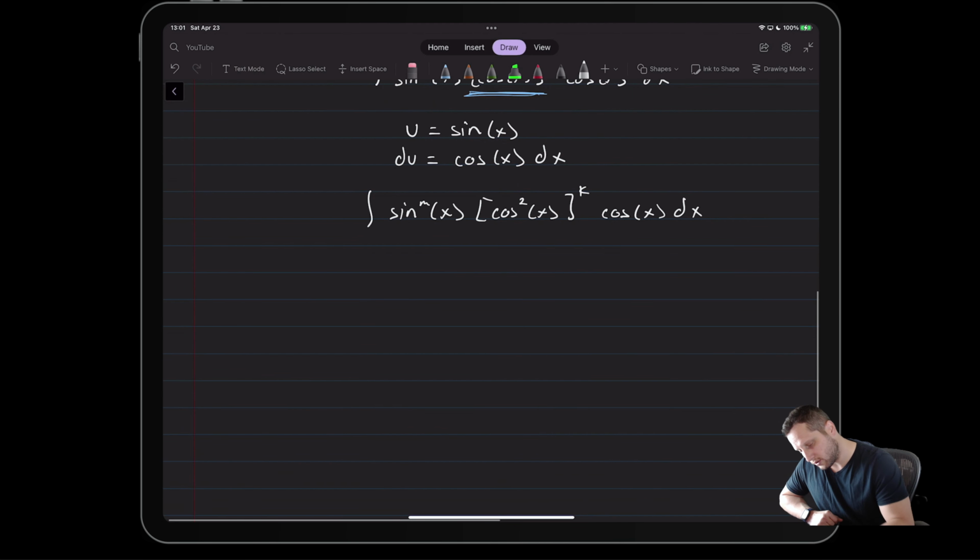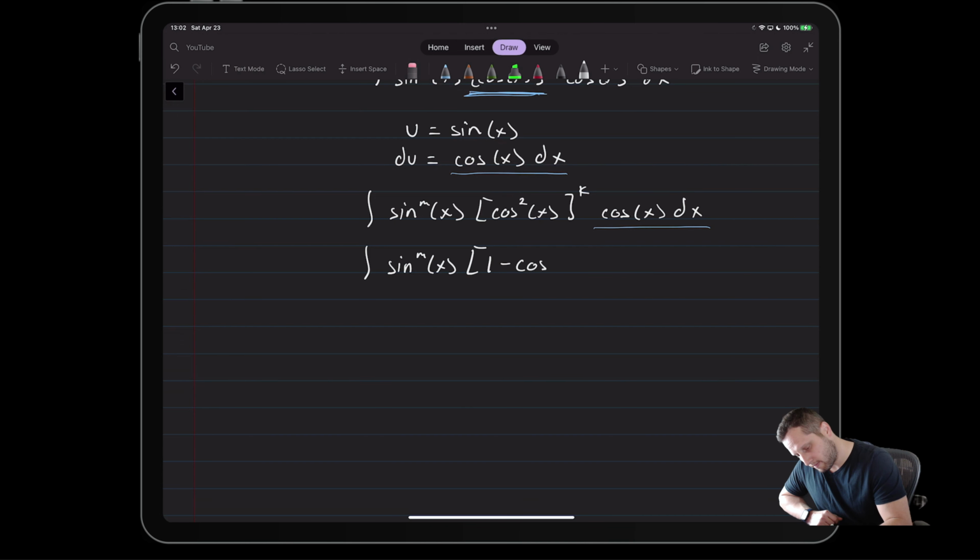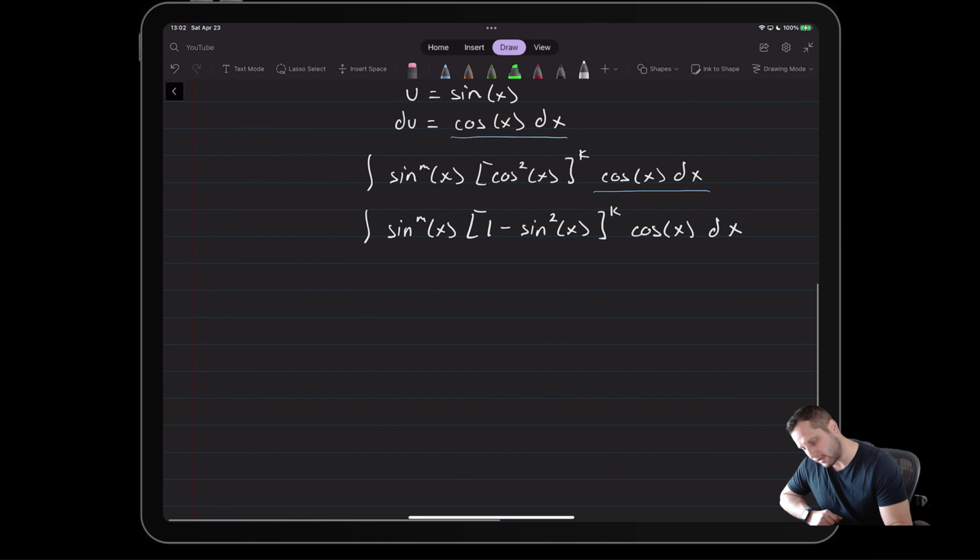Now we're going to use this u substitution and this du. First, let's rewrite this cosine in terms of sine. So we have sine m x times 1 minus sine squared x to the k power cosine x dx. Now we're ready to make this u sub.